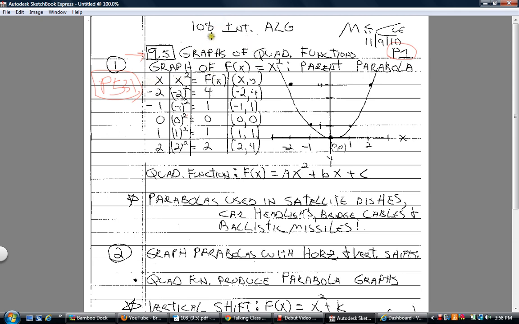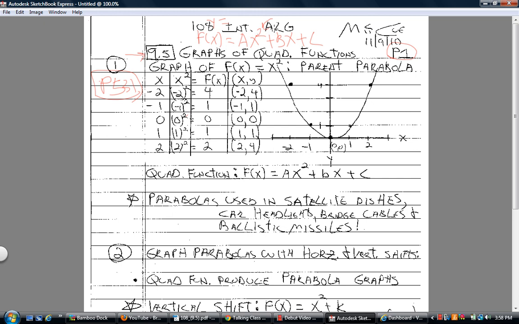Now f of x is a function. Remember, it could be a y equals, and the quadratic equation is ax squared plus bx plus c. Again, for the umpteenth time, you know it's a quadratic because you have to have that x squared in there. We're going to start graphing here, and we're going to start with the parent graph.